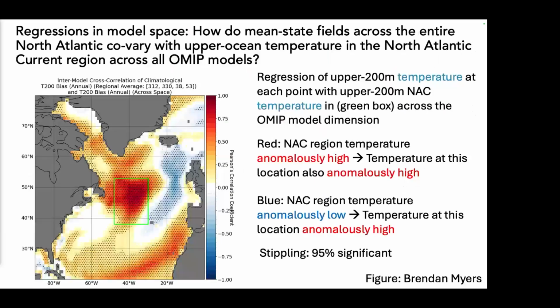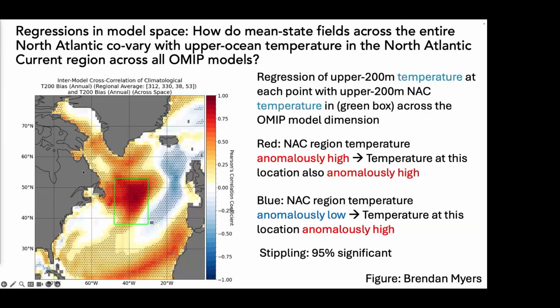So next, I've got some work from an assistant scientist at NCAR, Brendan Myers. What we're doing in this section is taking regressions of whatever field we have against the average of temperature in the North Atlantic current box, in this green box. So what I've got here is a regression of upper ocean temperature against the temperature in that box.